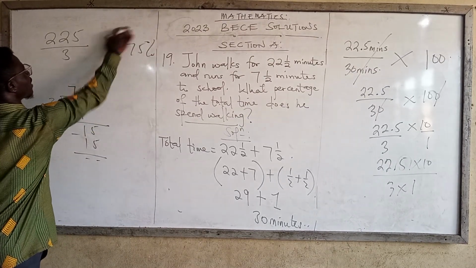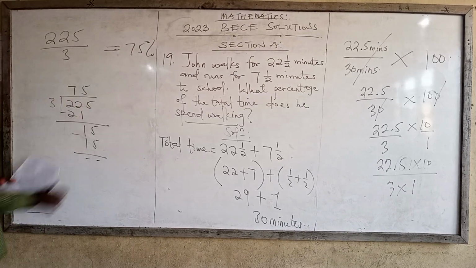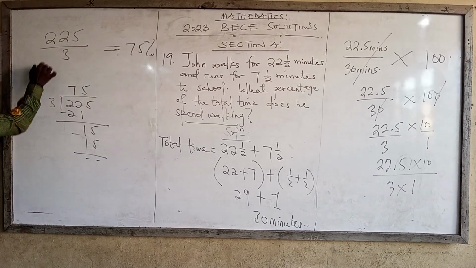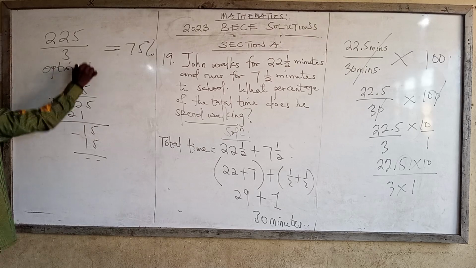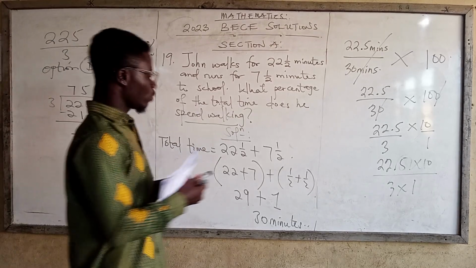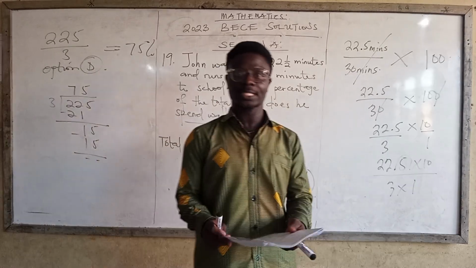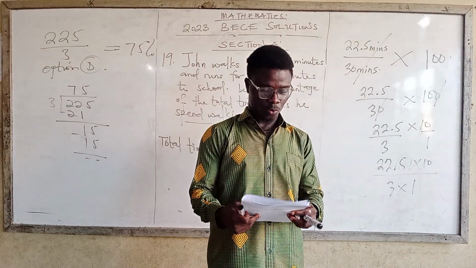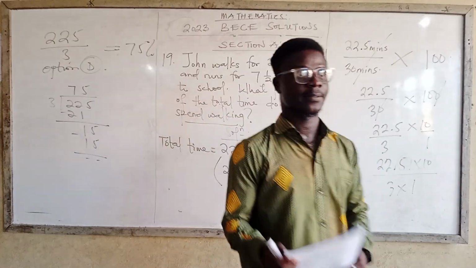So now we have our answer to be 75%. So 75%, which is option D. Option D for dog. So let's move on to our last question, which is question 20.